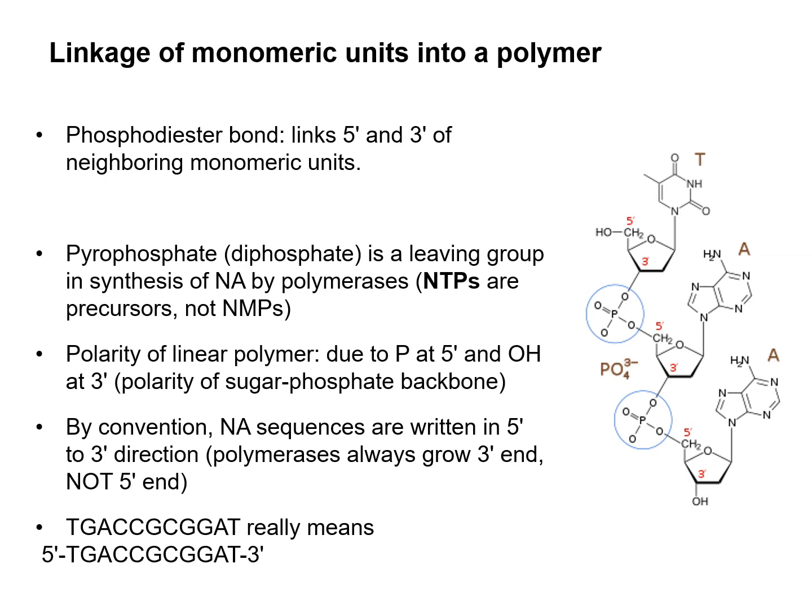And the linkage of these monomeric units, the nucleotides, can lead to the polymer, the nucleic acid, DNA or even RNA too. And this linkage is done by a phosphodiester bond, where you can see a single phosphate group that is left by having the pyrophosphate or diphosphate group as a leaving group from the NTPs, the building blocks for the nucleic acids. And the direction for reading is always from 5' to 3'.